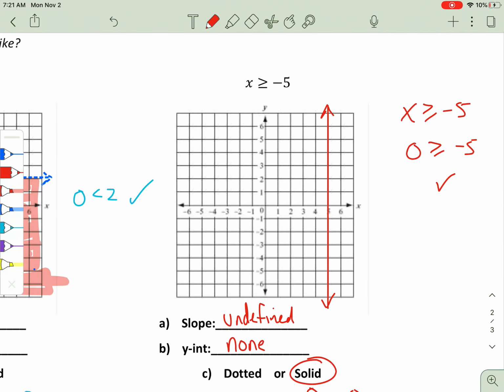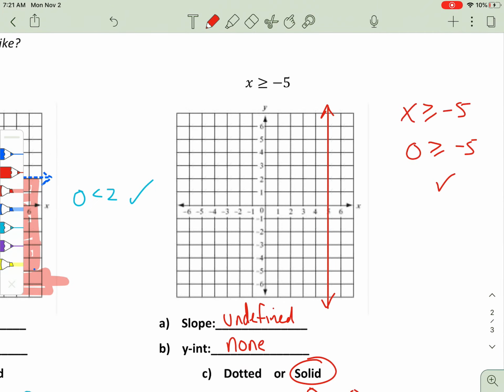Oh my goodness, I just realized I put this at +5 instead of -5. I wonder what was going on. But that's okay, the test point still matters because we use 0, 0. So is 0 bigger than -5? It is. So since this is a true statement, we're going to shade this side. Okay? So that's how you test and then shade where the solutions are.